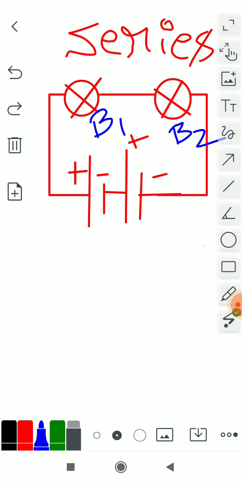Now the question is, how can you identify that two bulbs are connected in series? Whenever we are connecting two bulbs in series, these bulbs have their own resistance. Here bulb B1 has its own load resistance. Let me draw it properly.